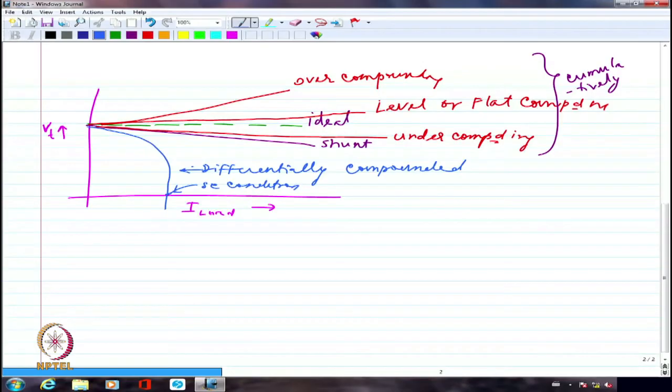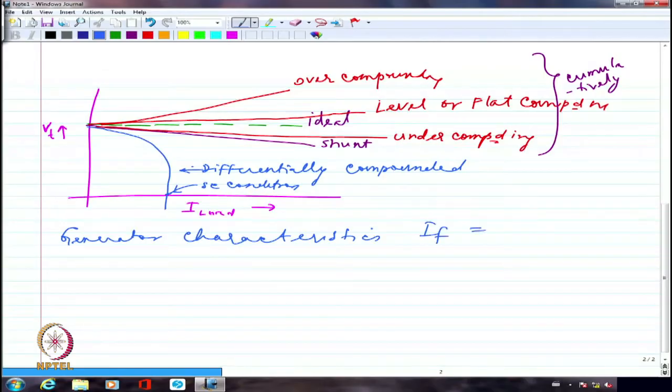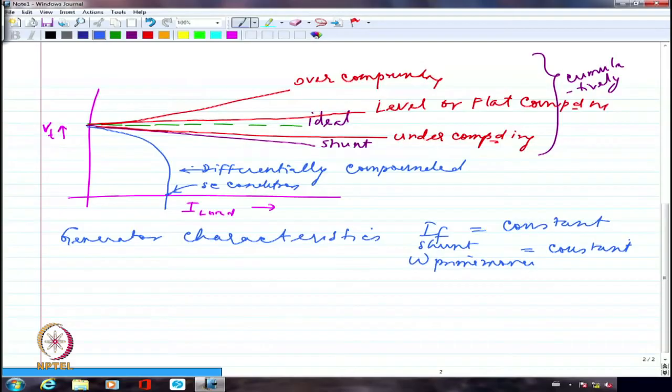So generator characteristics are generally drawn with the field excitation most of the time, that is the main field excitation, kept constant. We tend not to vary the IF shunt. Generally we try to keep this constant. Also omega of the prime mover, we try to keep constant. We tend to keep these two constant because we are looking at the capability of the generator to generate a given voltage and a given amount of power or current when I am holding these two constant. That is when I keep the excitation constant and the speed also constant. Please understand the speed is the characteristic of a prime mover and I am not testing the prime mover.